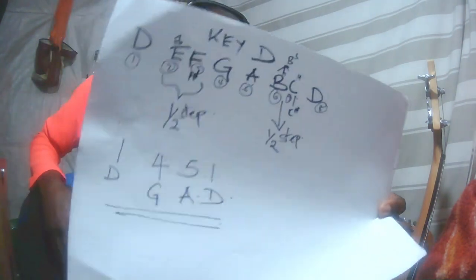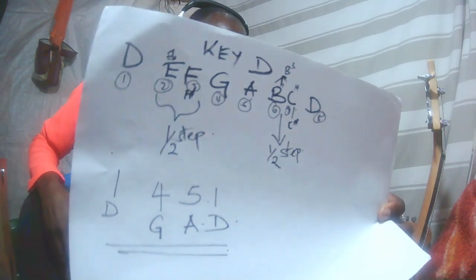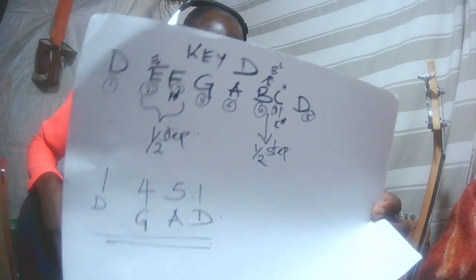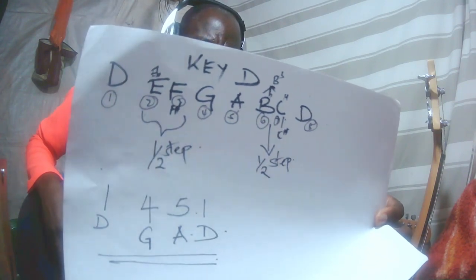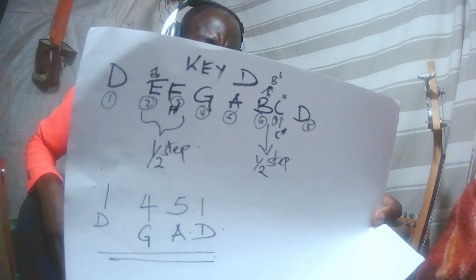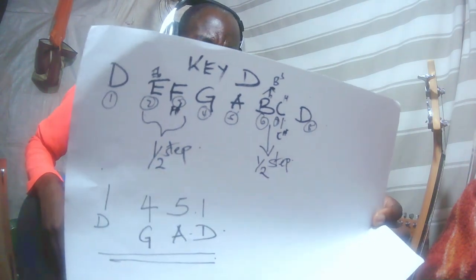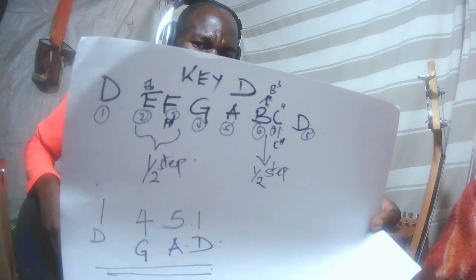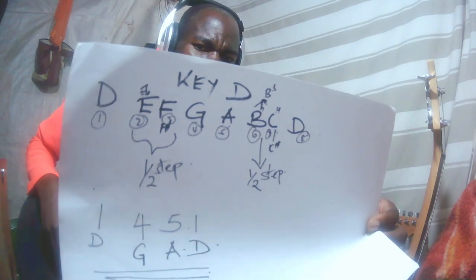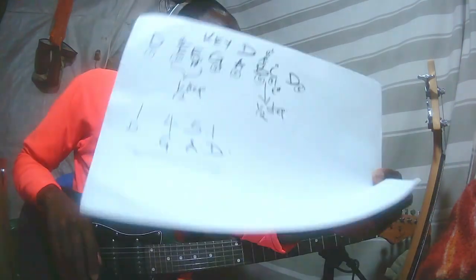For 1, 4, 5, we have our 1 as D, our 4 as G, and our 5 as A, and back to 1. I want to explain what the key D is, where it is, the 4 and 5 chords, and even some other related chords within the key of D. From there, I'm going to play some simple rhythms to accompany whatever I have taught. So sit back, relax, and enjoy this lesson.